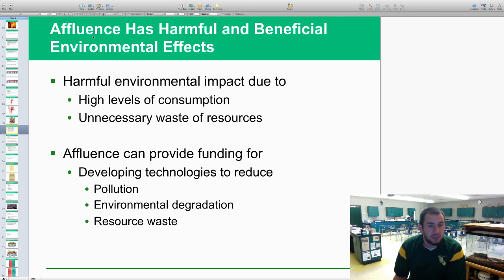And so the harmful environmental impacts are due to high levels of consumption and unnecessary waste, but it can be a good thing by allowing that money to provide funding for developing technologies to reduce pollution, environmental degradation, and resource waste. Those are all 3 things that money can be put into to help. Does the money go there? Most often not, but that is one that can be a positive, beneficial effect.